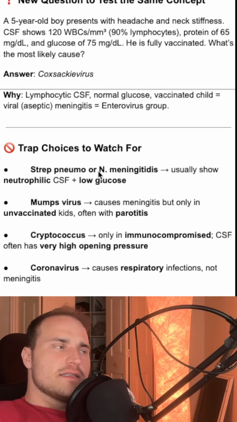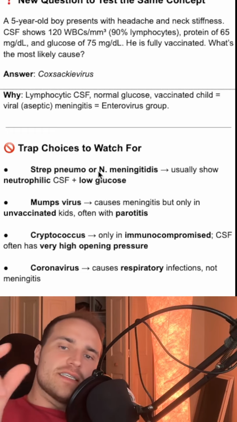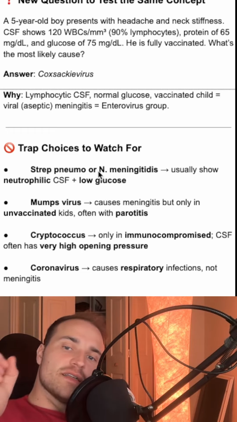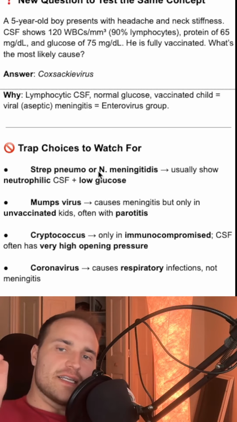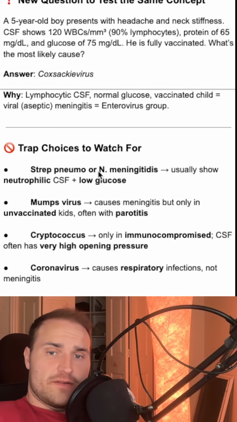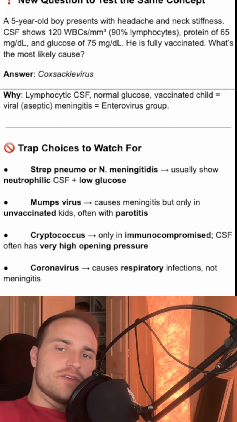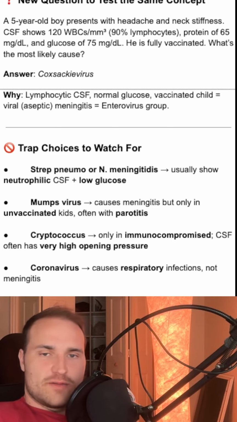You're going to be lymphocytic predominant. It's because viruses live inside the cells, and so your body deploys lymphocytes, not neutrophils, to handle the intracellular pathogens. Your glucose is going to be normal because viruses don't consume glucose the way bacteria do. There's no massive neutrophil load to soak up the glucose, and so the glucose levels are the same. It's really important to look out for.